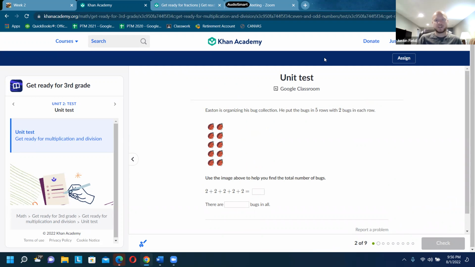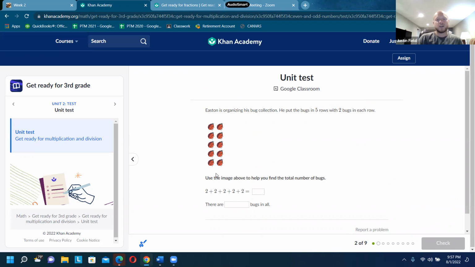Even and odd. Easton is organizing his bug collection. He puts the bugs in 5 rows with 2 bugs in each row. Use the image above to help you find the total number of bugs. All right, so let's skip count by twos. 2, 4, 6, 8, 10. Stop. Okay, so there's 10, and there are 10 bugs in all.